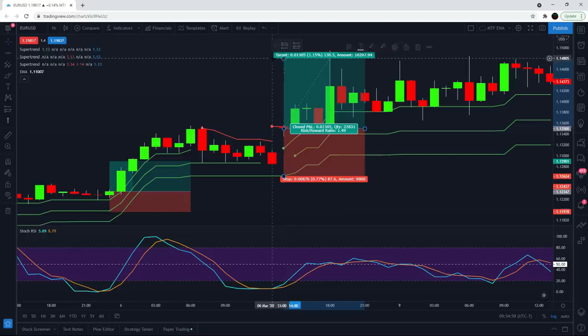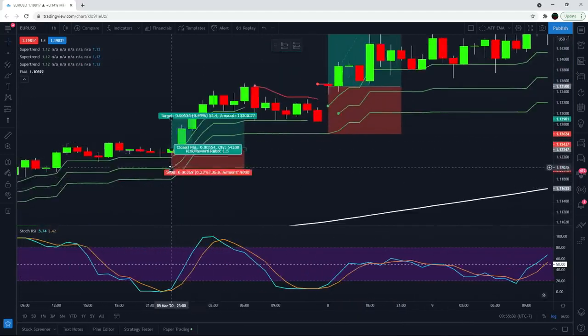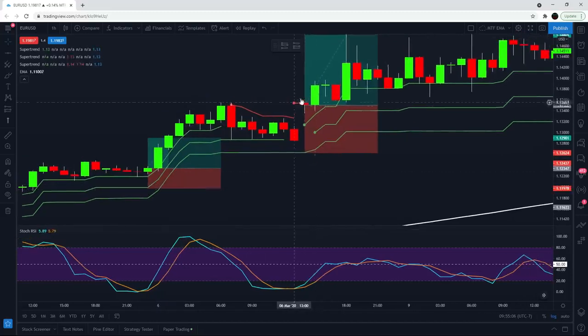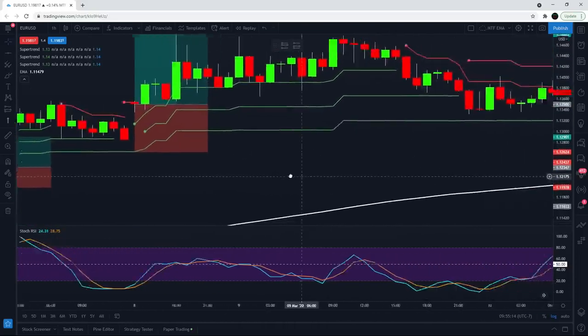Okay, so those are the different scenarios. Sometimes you're going to have the stop loss placed at the middle supertrend line. Sometimes you're going to have it placed at the outer supertrend line, but you're never going to have it placed at the closest supertrend line.